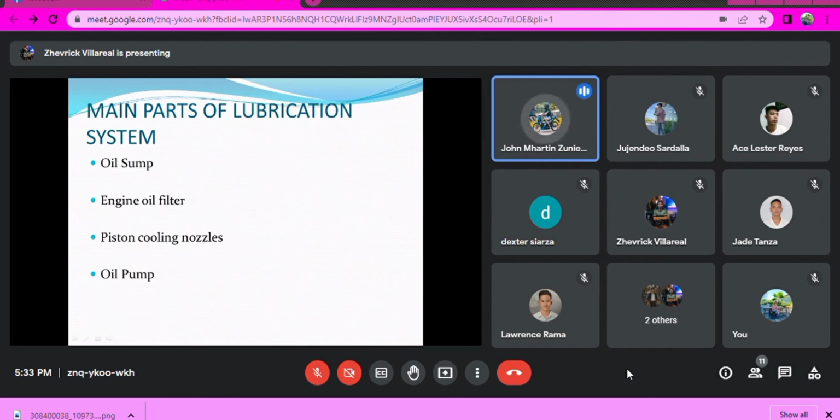And the last one is the oil pump. The oil pump's primary purpose is to circulate engine oil under pressure to the bearings, pistons, and the camshaft. This lubricates the system, allows the use of high capacity fluid bearings, and also assists in engine cooling. And that's all.